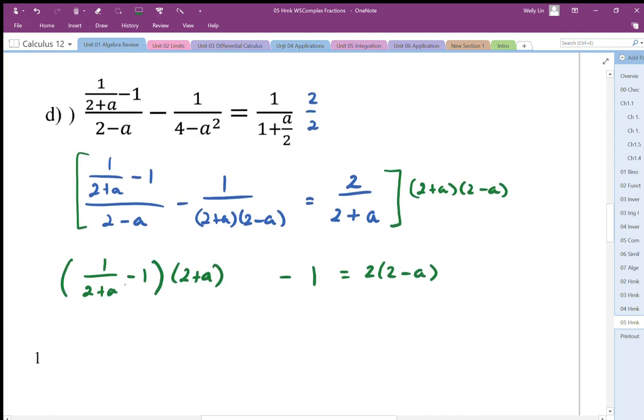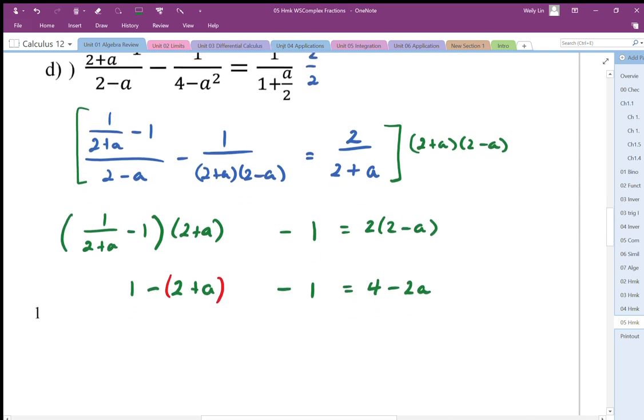Okay, so then I can multiply this through. The 2 plus a's cancel, so I'm left with 1 minus (2 plus a). Now, it's really important that you don't forget the brackets here, because that's not really a plus a, that's a minus a. Okay, so this is a really important step. This is where a lot of people will make mistakes. So minus 1, the plus 1, minus 1 cancel out.